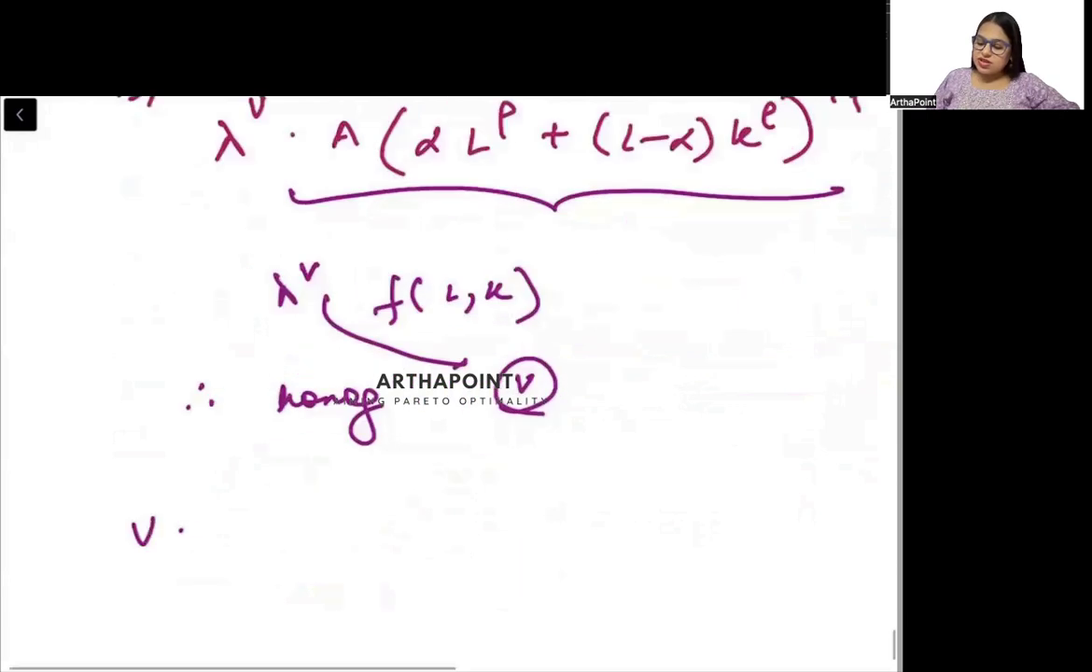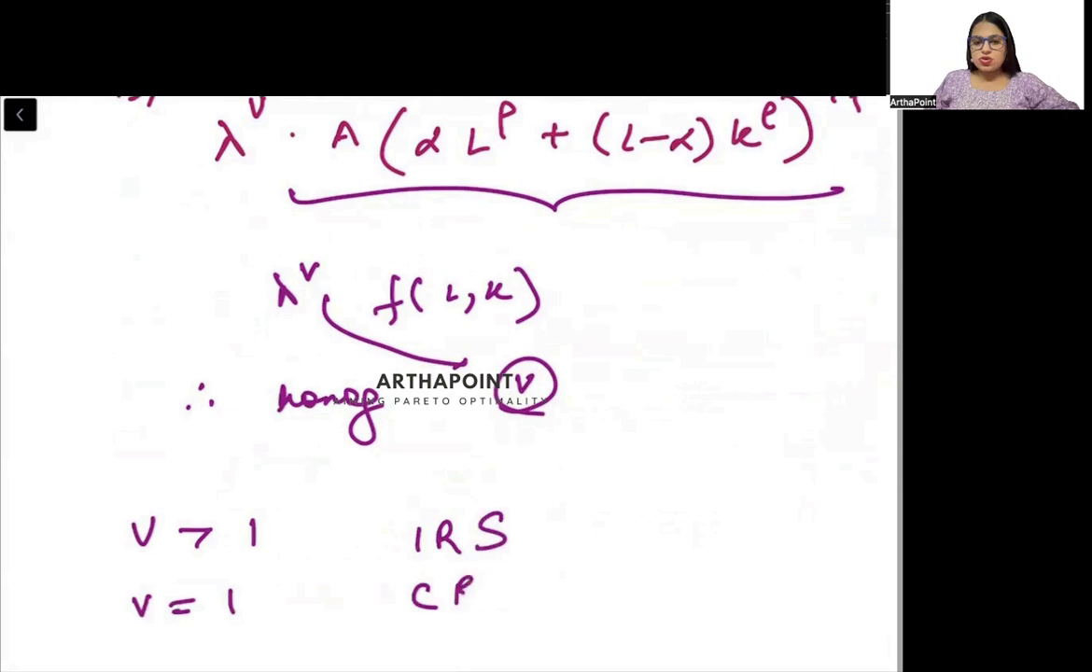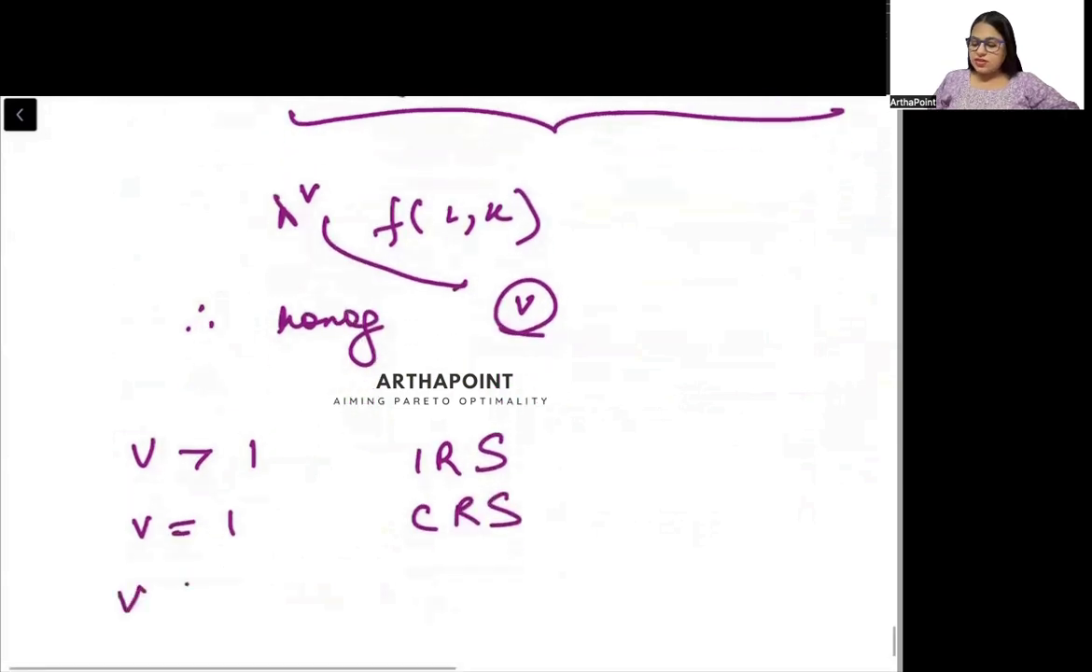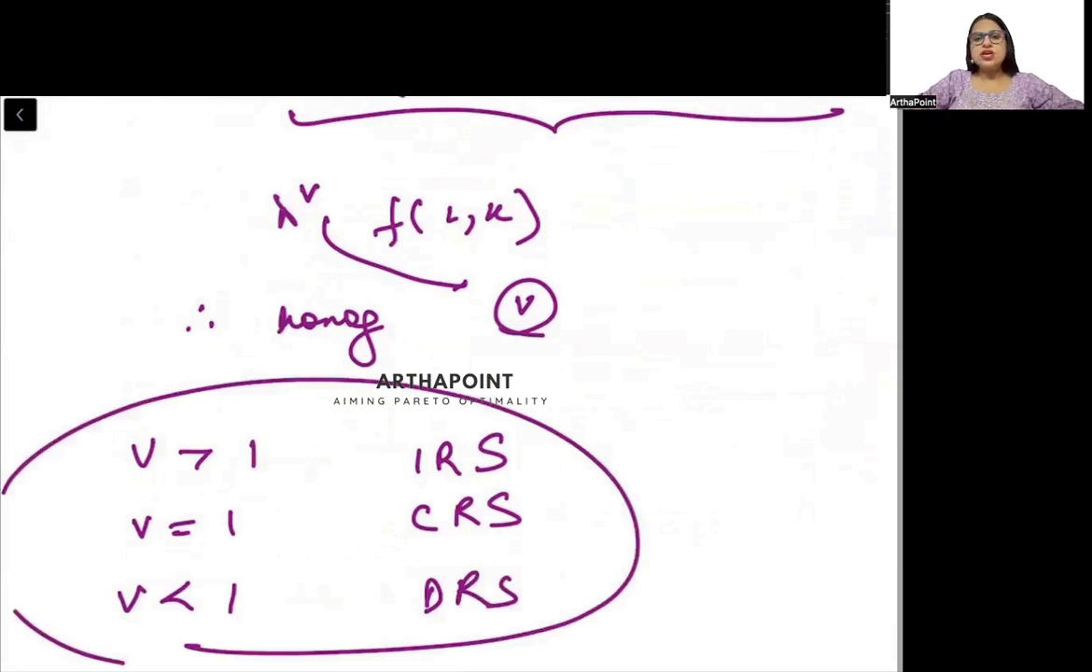Now, if this V is greater than 1, it is increasing returns to scale. If it is equal to 1, it is constant returns to scale. And if it is less than 1, it is decreasing returns to scale. So this is how you can just go ahead and do this question. Right, beta? Okay, beta. Thank you.